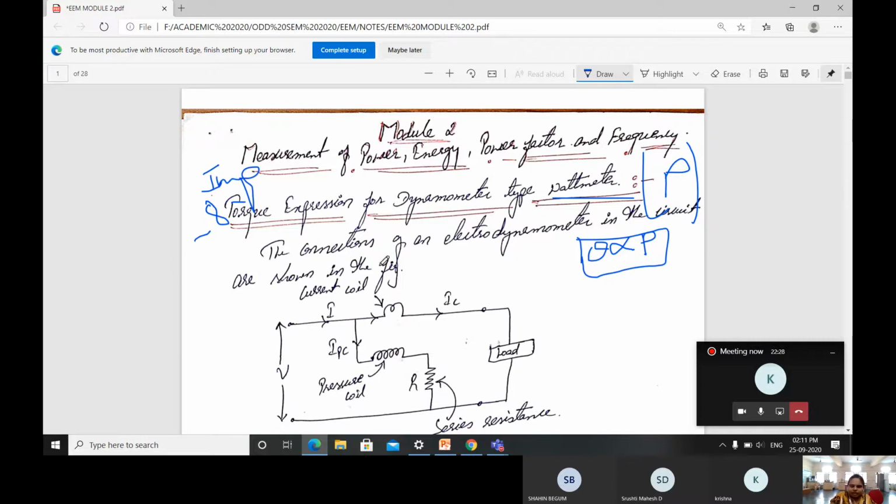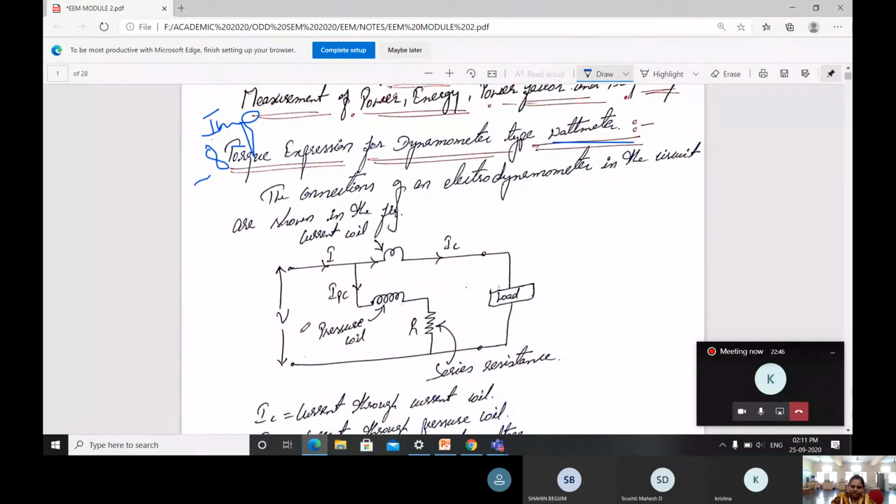Okay, here first we go with the construction. The connection of an electrodynamometer in the circuit is shown in the figure. Here this is the construction circuit diagram.